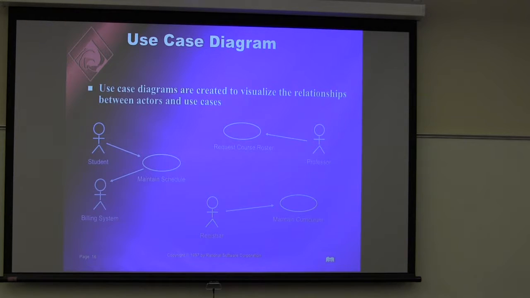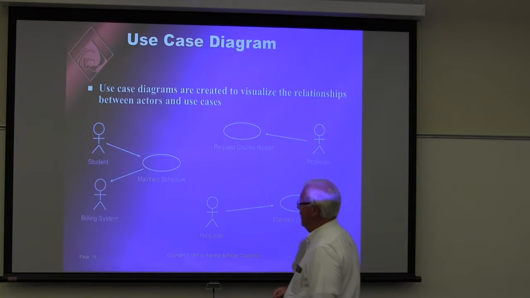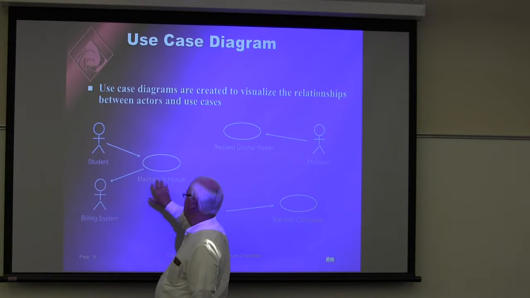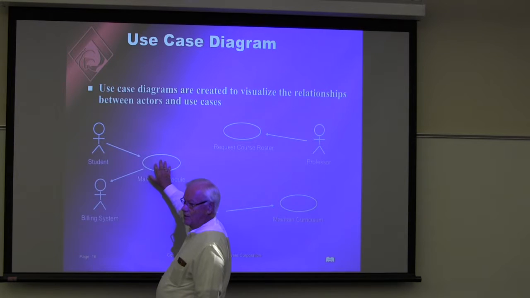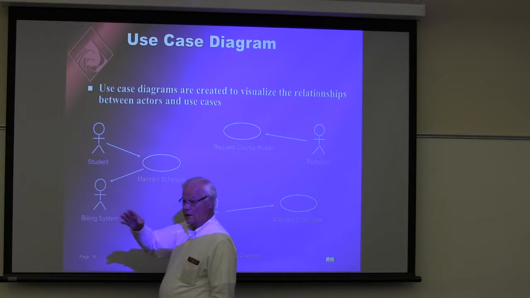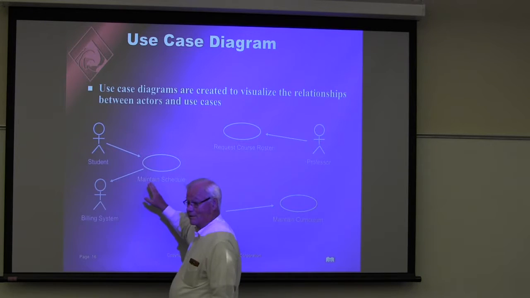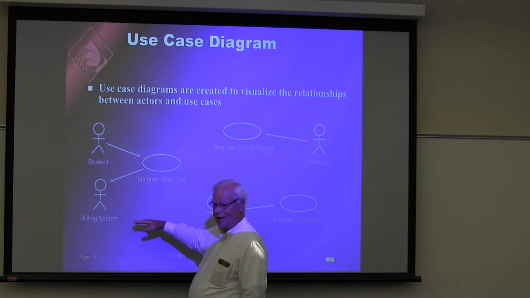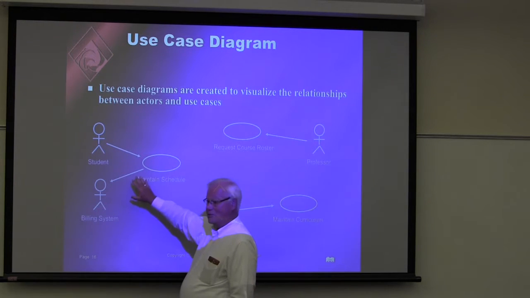So here's the use case diagram. If you look at students, they input into the maintain schedule area, don't they? Because that's the student area. And notice in this case, that's where billing comes out. But like you said, it could have been somewhere else, couldn't it? It was the decision of this college or university to do it this way.